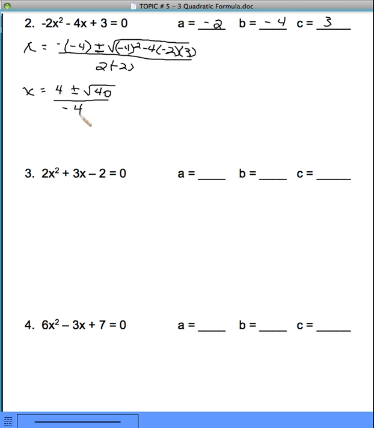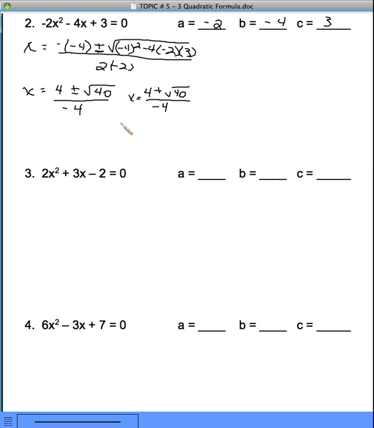Now this you're going to have to put in the calculator and get an estimate. And there is a way to simplify under the radical. We will learn that later in the year, and you'll use it a lot in geometry to get an exact answer. What you get in the calculator is an estimated answer. But you'll do 4 plus the square root of 40. I would hit enter after you put the numerator in, and then divide that by negative 4.